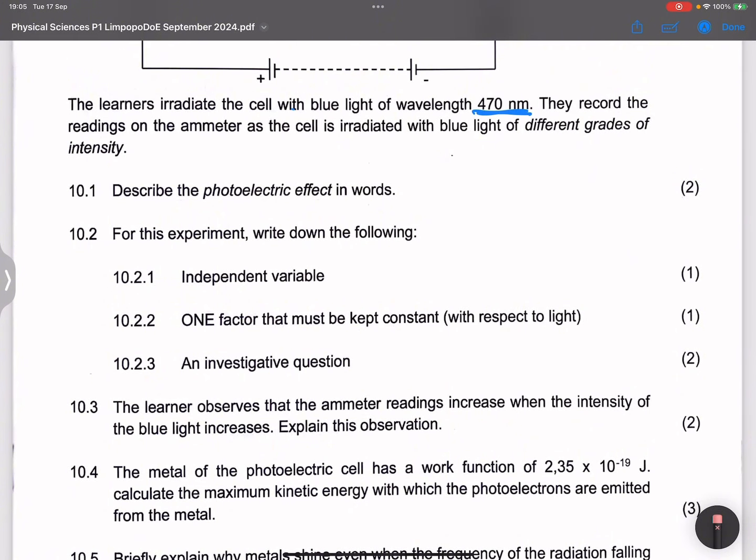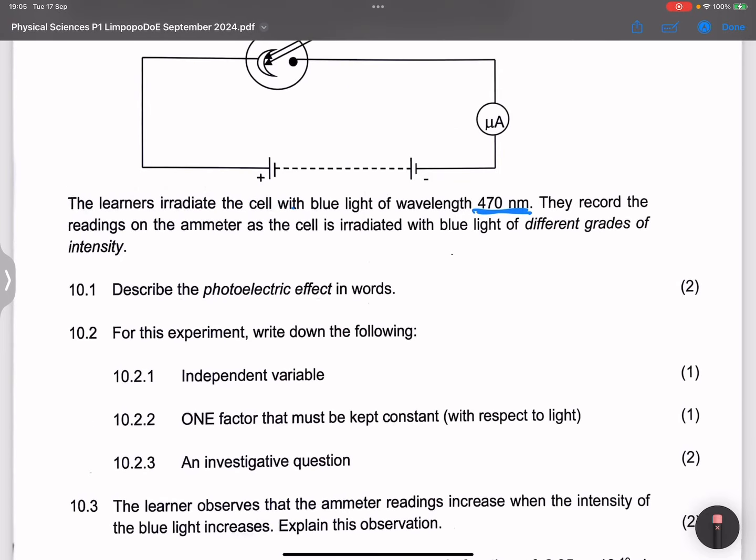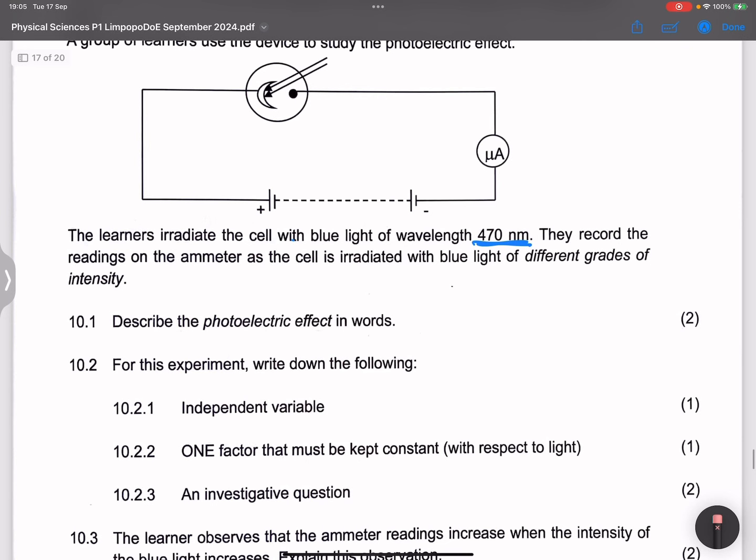They say for us, for this experiment, write down the following: the independent variable. So I want you to please note in this case, what did they vary? They said different grades of intensity. So they are changing the intensity. So I can say that the independent variable is the intensity of blue light.